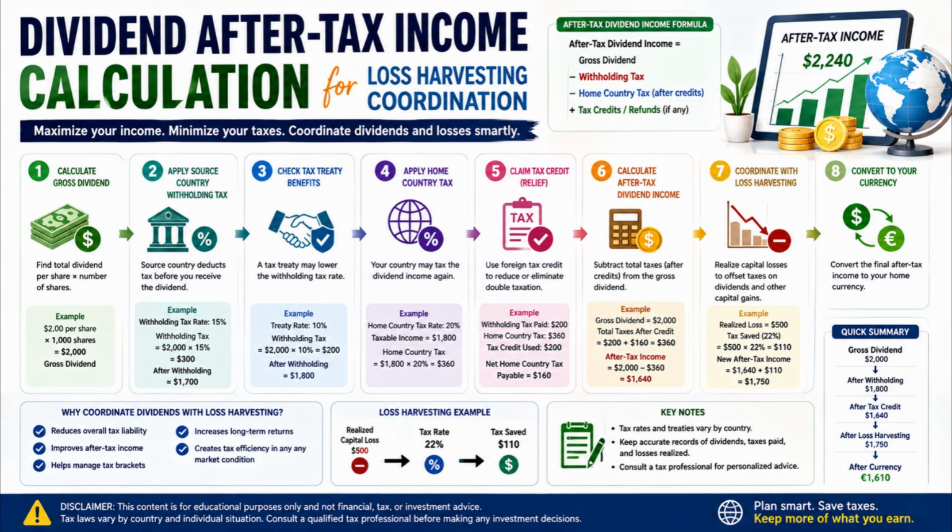Loss harvesting means realizing capital losses from investments that have declined in value, so those losses may help offset taxes on dividends, capital gains, or other investment income depending on the rules in your country. For example, if you realize a $500 capital loss and your applicable tax rate is 22%, the potential tax saving could be $110. When added to the after-tax dividend amount, the improved after-tax result may become $1,750.